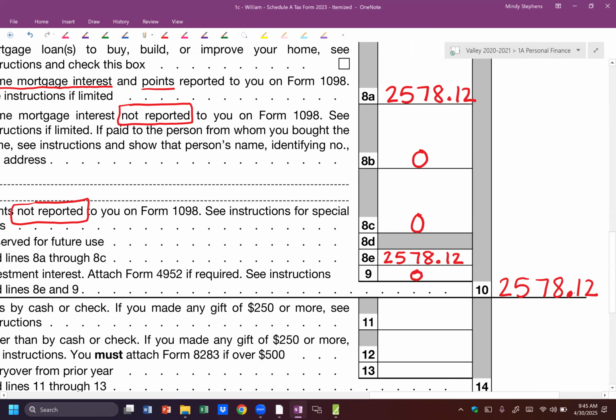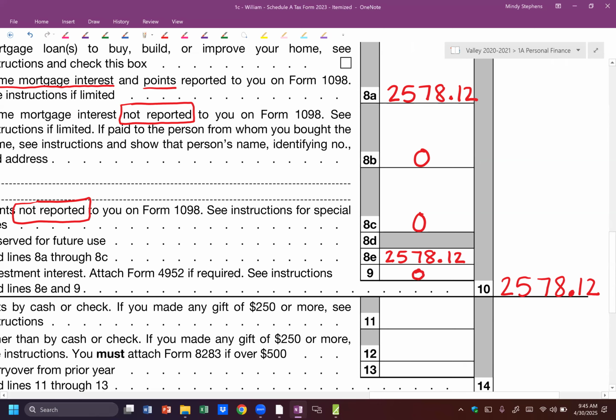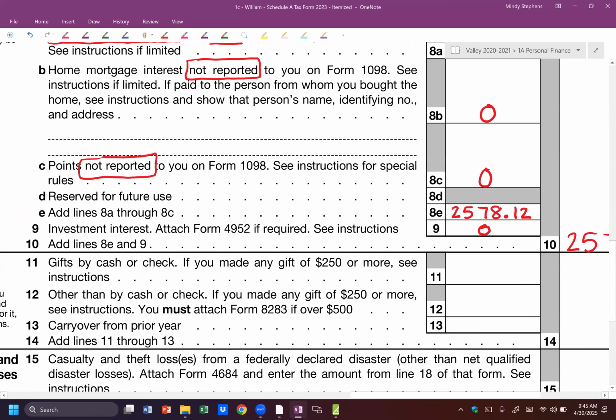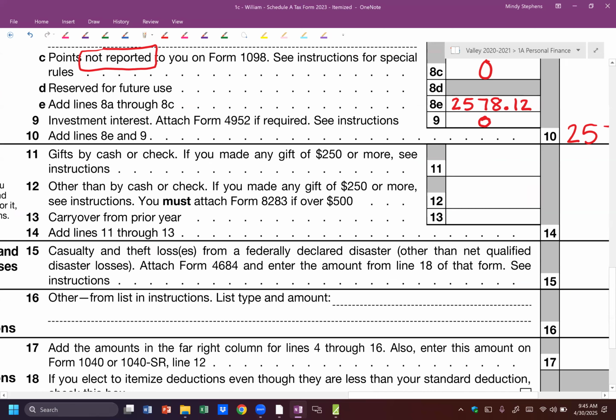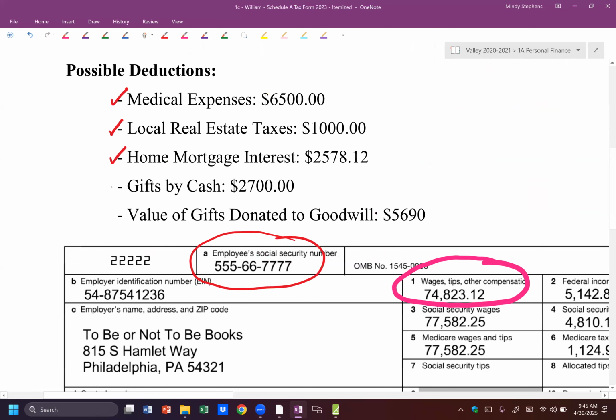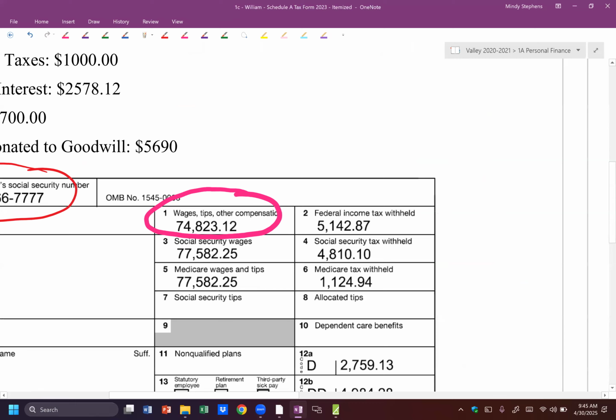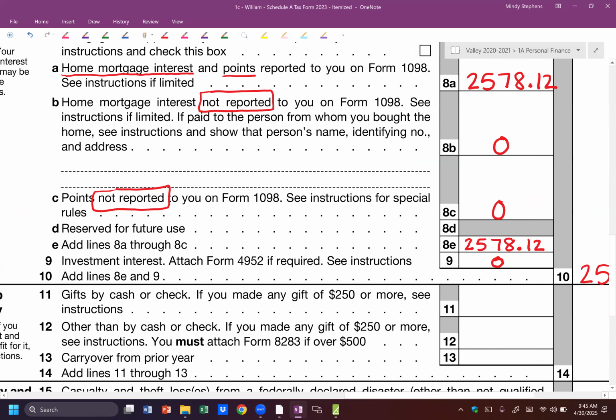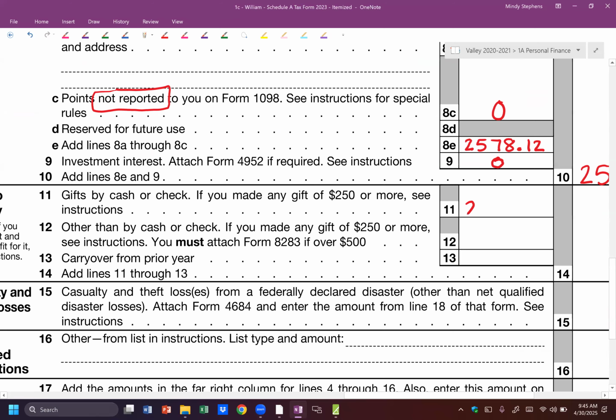Okay, so now the next section. So we're almost done. Gifts by cash or check. So this is actual money that they were giving for charity. So gifts by cash, he did $2,700. So we're going to put $2,700 for his cash. So number 11, $2,700.